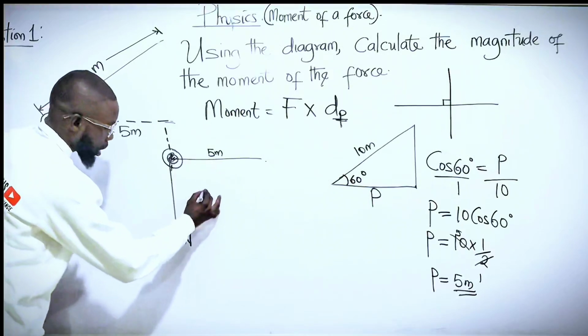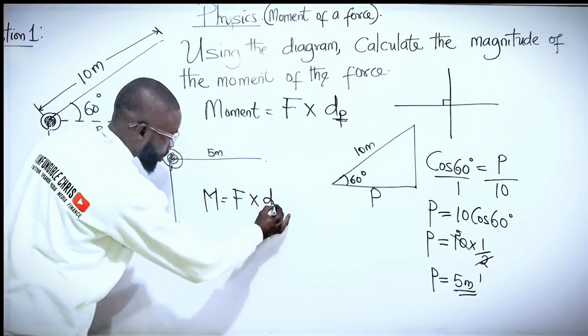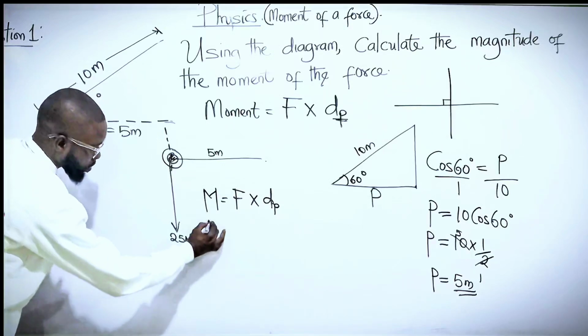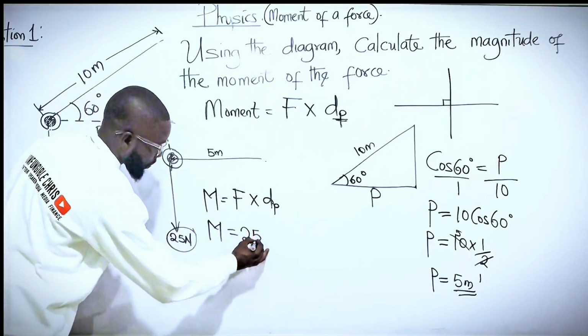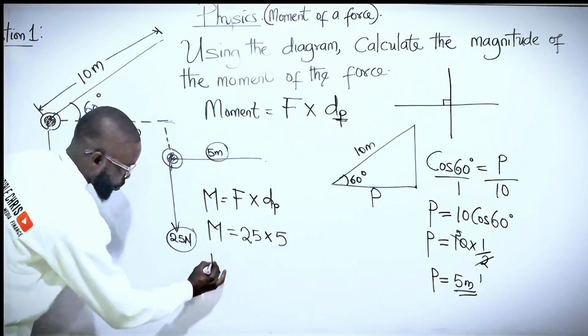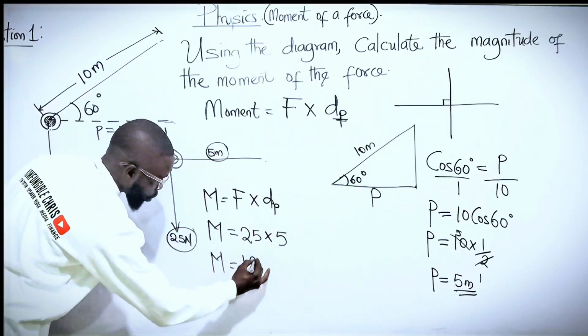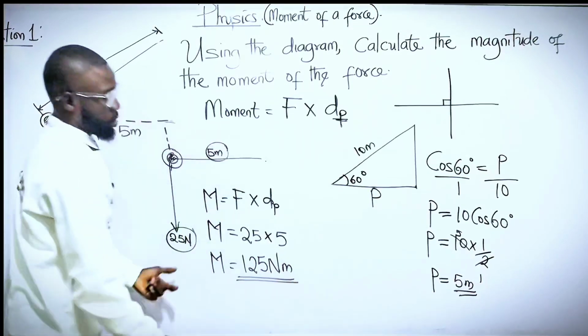So we can now say M is force times perpendicular distance. Which means that our M, what's our force? 25 Newton. 25 times our perpendicular distance, which is 5. So if we do that, our moment is 125 Newton meters. You see how easy it is.